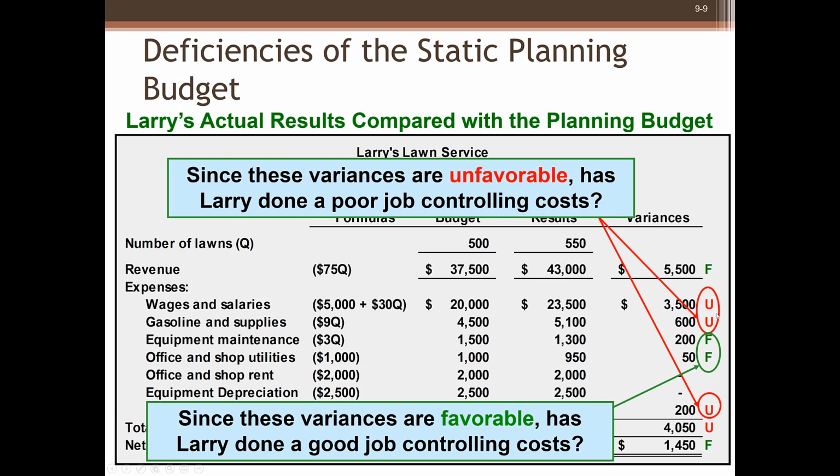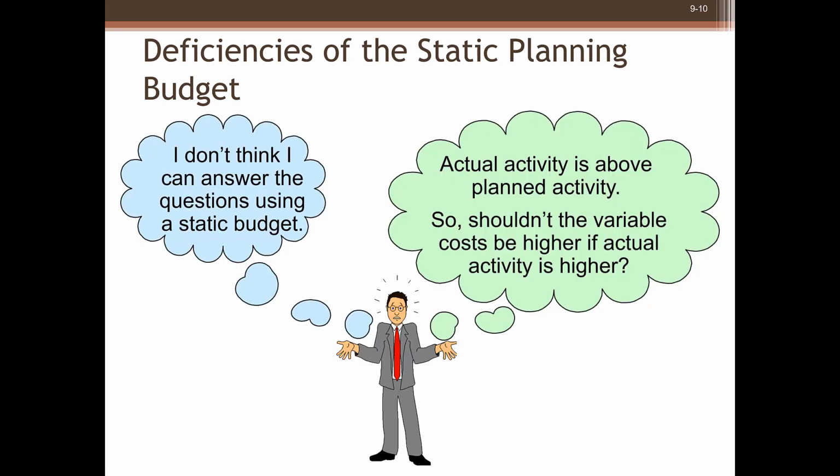Since these variances are unfavorable, can we say Larry has done a poor job controlling costs? And because of this favorable variance, can we say Larry has done a good job controlling costs? We cannot actually answer these questions because comparing planning budget with actual results is like comparing apples to oranges. Levels of activity are different for these two budgets.